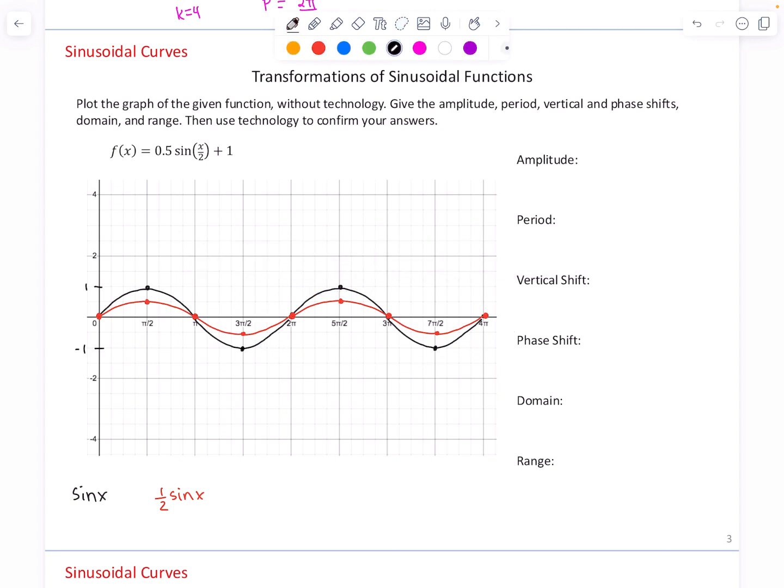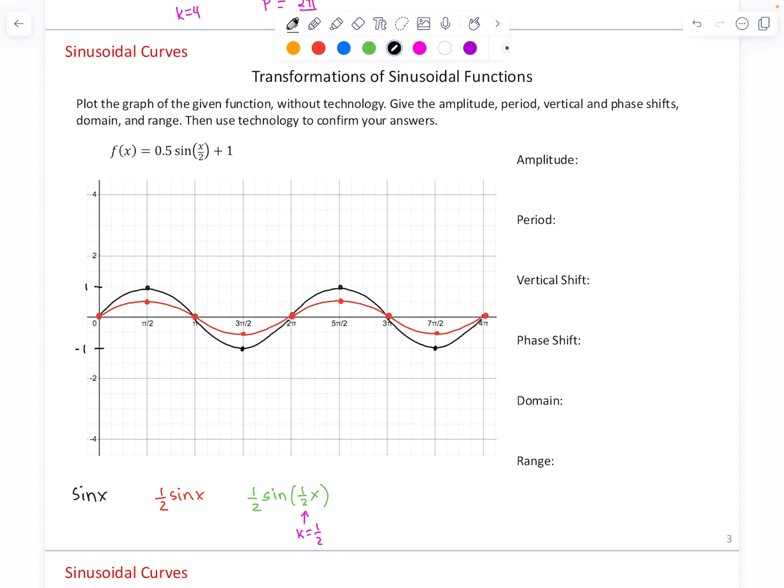Now let's focus on the effect of the x halves in the parentheses. So to go from red to green, we keep the 1/2 there, but we simply change x, and x over 2 is the same thing as saying 1/2 x. So my k is 1/2. Well, changing x to 1/2 x is a horizontal stretch or compression by a factor of the reciprocal of k, so by a factor of 2.